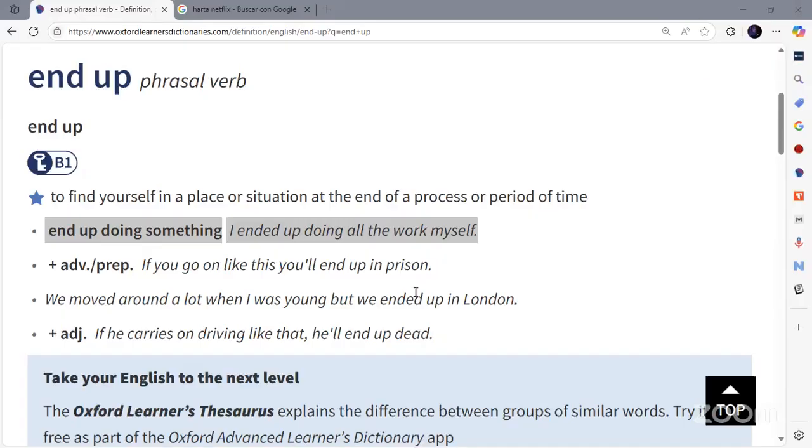Because I ended up... Ended up in the past or always? Always. Exactly. You need to speak in present. I end up doing all the work myself. Excellent. You see, I end up doing all the work myself.